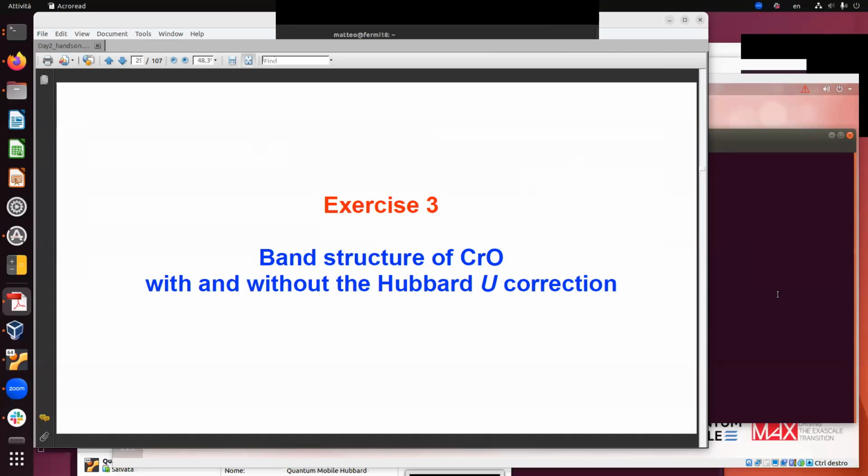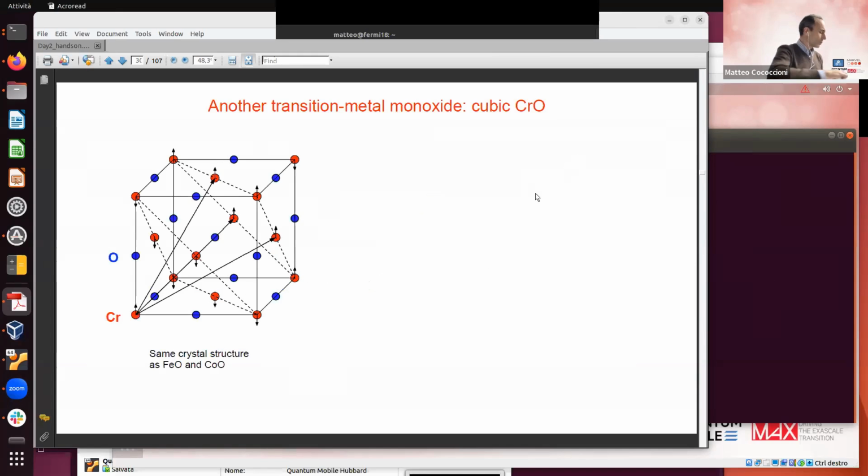Okay. So as exercise 3, we now approach the calculation of chromium oxide. Chromium oxide still has the same rock salt kind of unit cell that we saw before, both for cobalt oxide and iron oxide, which is given in this picture. Basically, we have a rock salt crystal and the transition metal ions here in red.